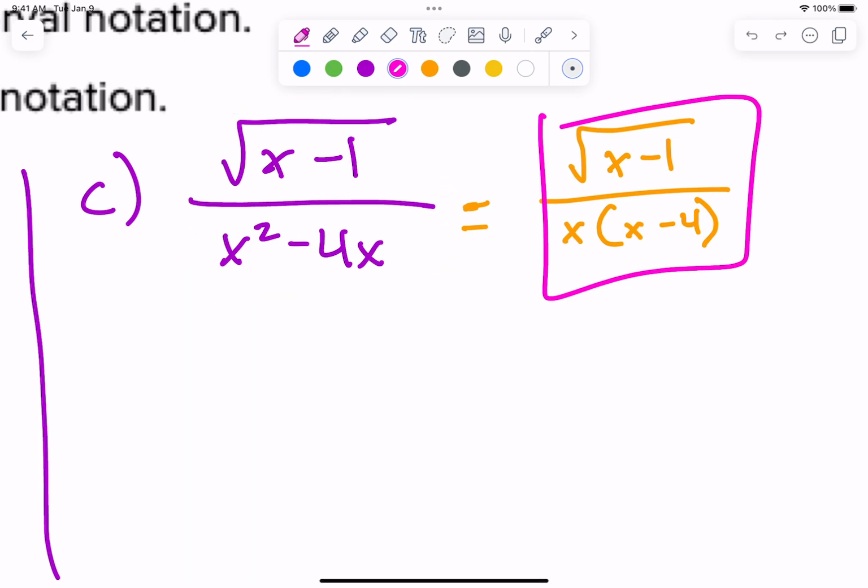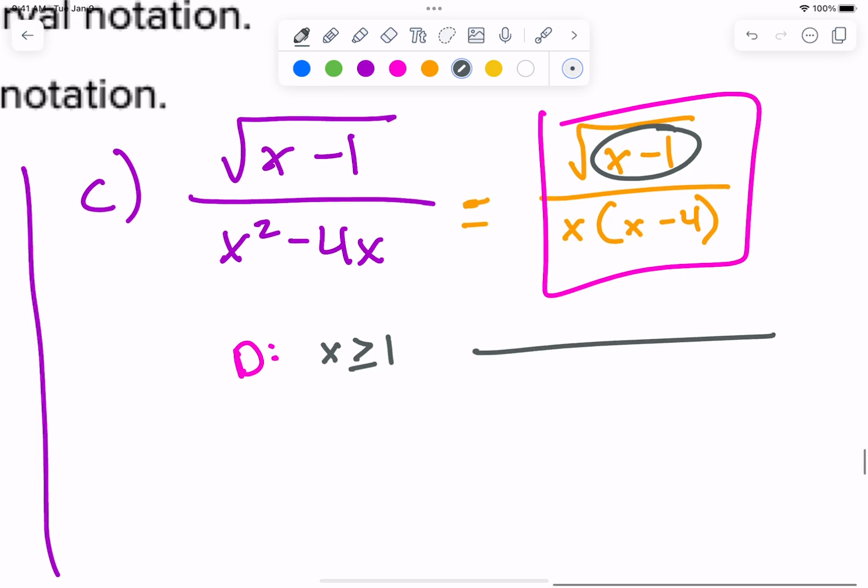Okay, now we have to determine domain. Which domain problem do I have to worry about? Both of them. Ugh. Okay, so for a domain, I know it has to be 1 to infinity for the top. I know from here that x has to be greater than or equal to 1. So I know from the top that x has to be greater than or equal to 1, but now we've got to worry about the bottom as well, right?